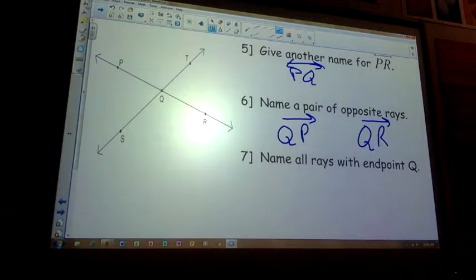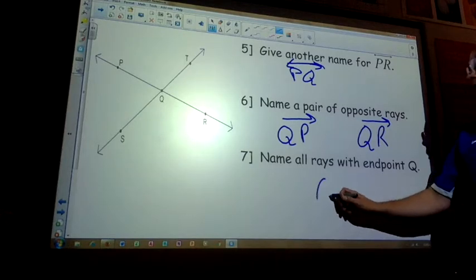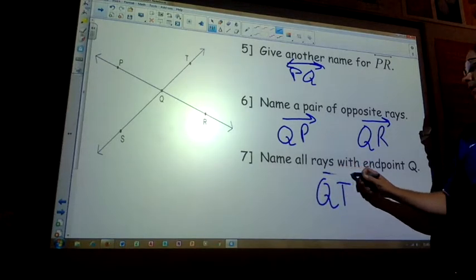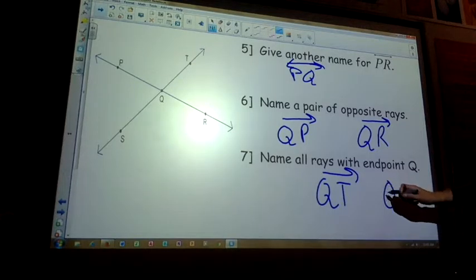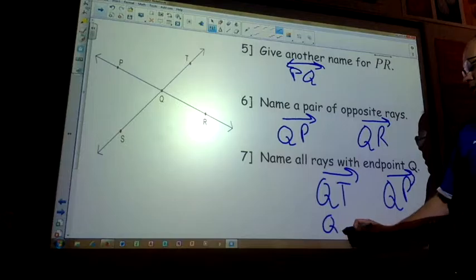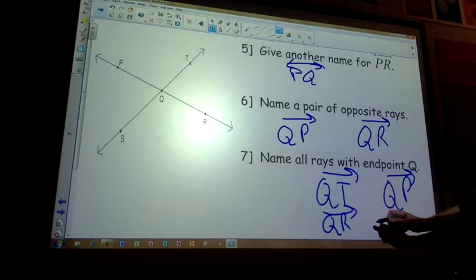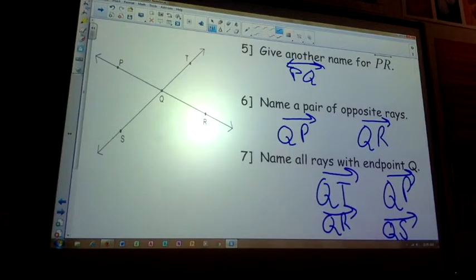Could I have done QT and QS? Absolutely. Name all the rays with endpoint Q. QT. QP. What else? QR. QS. That's pretty much it as far as that definition.